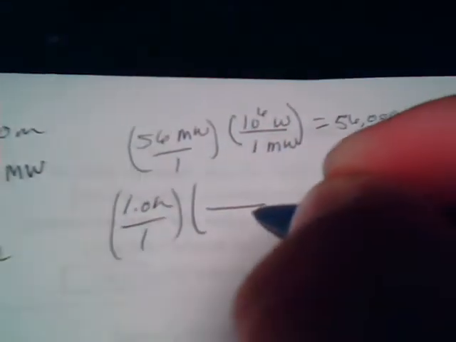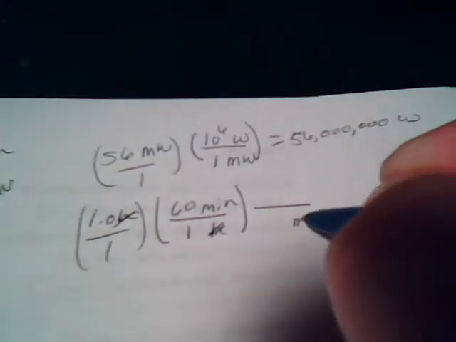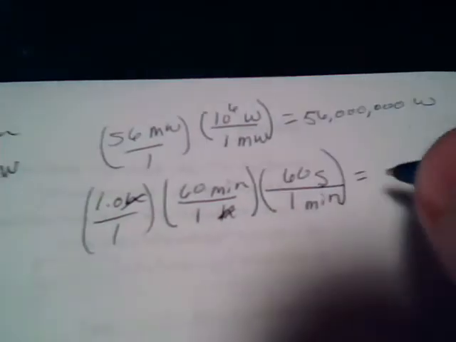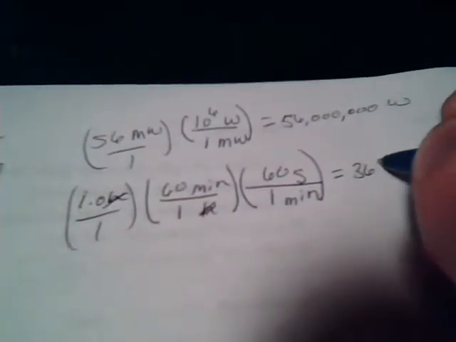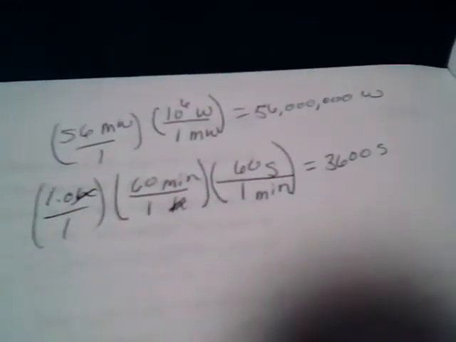All right, so let's do the hours now. We have 1.0 hours. First thing you have to do is convert to minutes. If hours is on top there, minutes has to be on top there. There are 60 minutes in 1 hour. Now we got rid of the hours. Now we have to get rid of the minutes. If minutes is on top there, it has to be on bottom here. So that puts seconds up there. 60 seconds in 1 minute. So 1 times 60 is 60, 60 times 60 is 3,600 seconds. So that is our adjusted time.